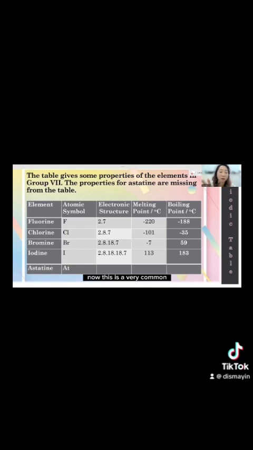Now, this is a very common form of structured questions for the periodic table, and as I said before, they will almost always be zooming in on significant groups like group 1, like group 7, like transition metals, and so on. So let's take a look at the questions.